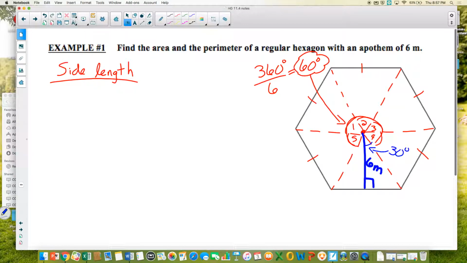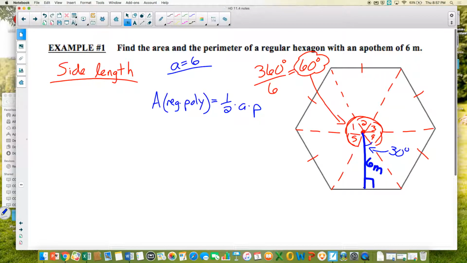So right now we know the formula for a regular polygon. Area of a regular polygon is equal to 1/2 times the apothem times the perimeter. We know the apothem. We know what A equals. A equals 6. We have to find out what the perimeter is.